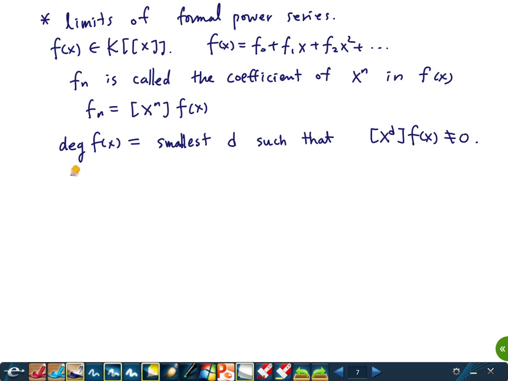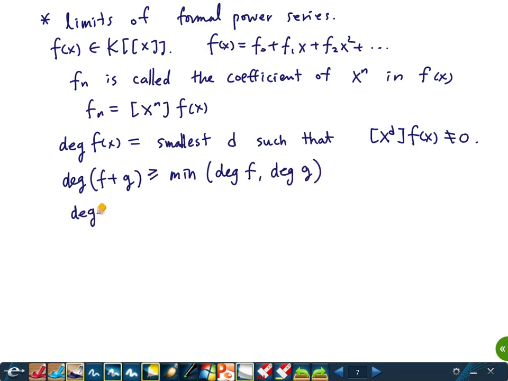Okay? Then the degree of this, we have some properties, like the degree of f plus g is at least the minimum of degree of f and degree of g. And the degree of f times g is equal to degree of f plus degree of g.